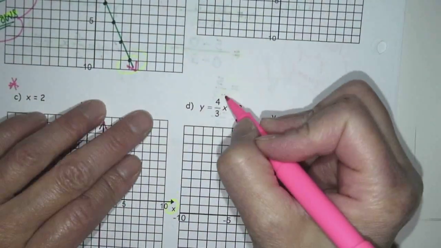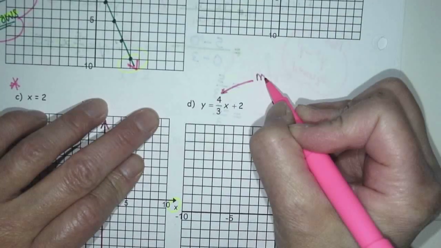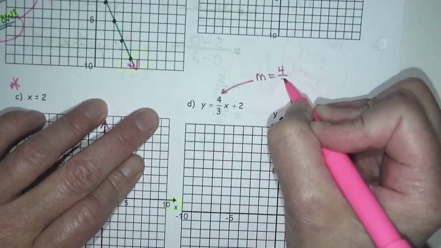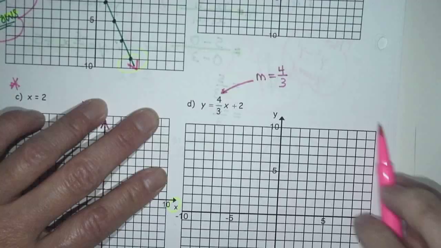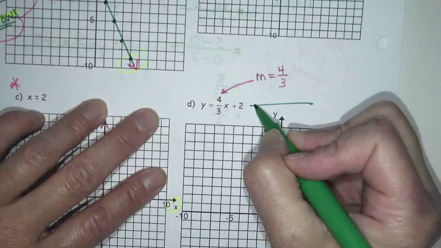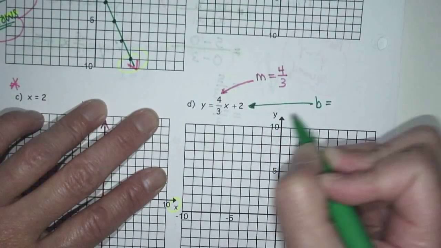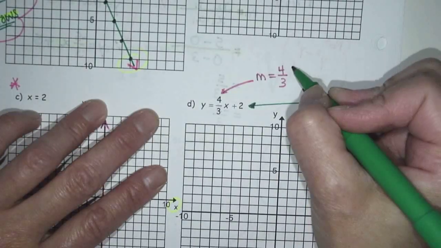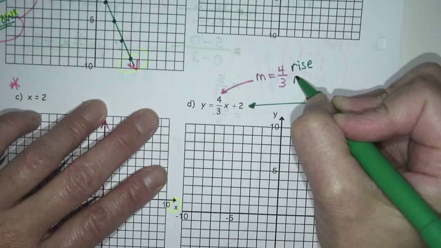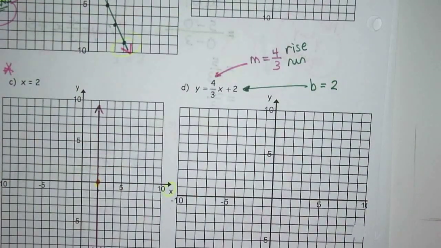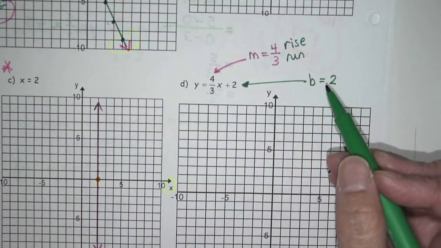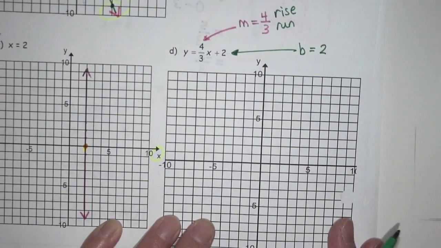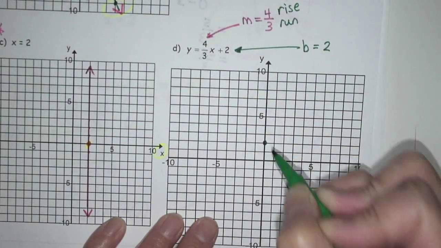I know that m is right here, so I know m is 4/3. And I know that b is +2, so 2. This we always know, this is always rise over run. We learned that in chapter 5. And b is 2, which is the y-intercept. So we're going to grab the 2 and put it over here first. That's my starting point.